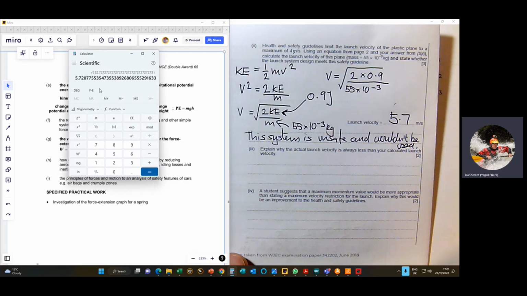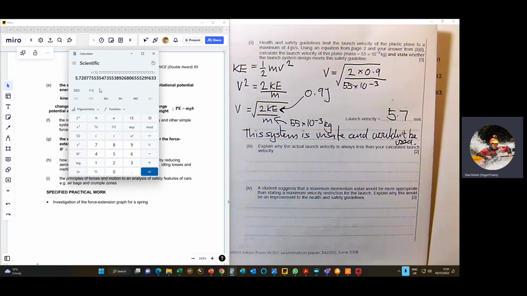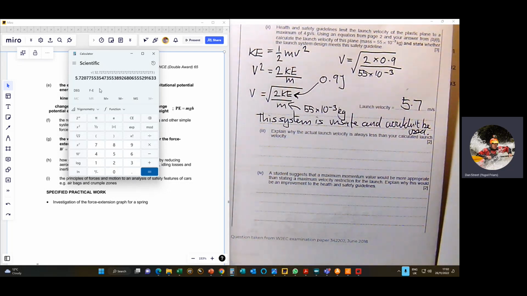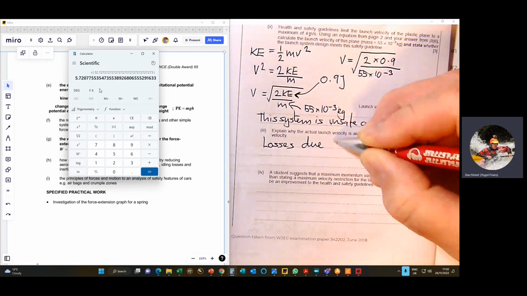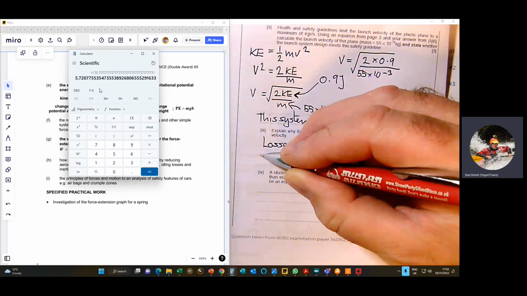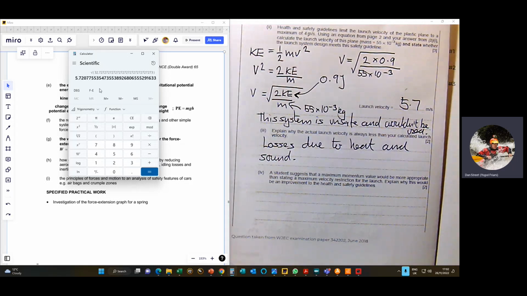Okay, explain why the actual launch velocity is always less than your calculated launch velocity. Well, that's going to be due to losses. Whenever any device changes one type of energy to another, we end up with losses, usually in the form of heat, but also in the form of sound in this case. Okay, so losses due to heat and sound. So the spring system would get a little warmer and you would hear it, which means that some of the energy that would preferably be turned into kinetic energy of the aeroplane would actually be turned into heat and sound.